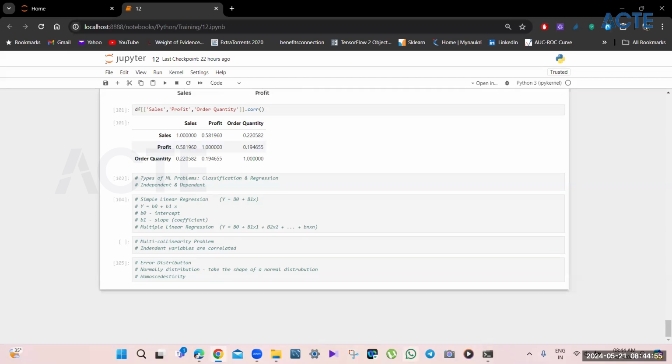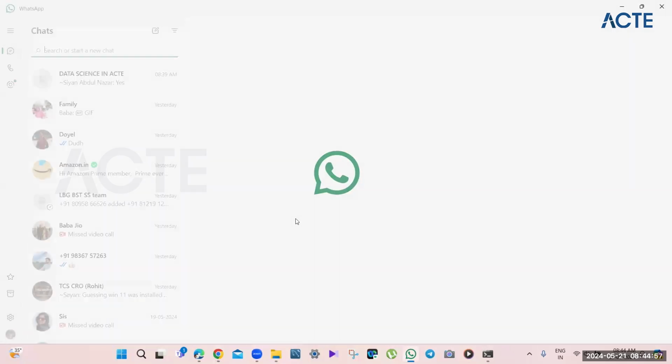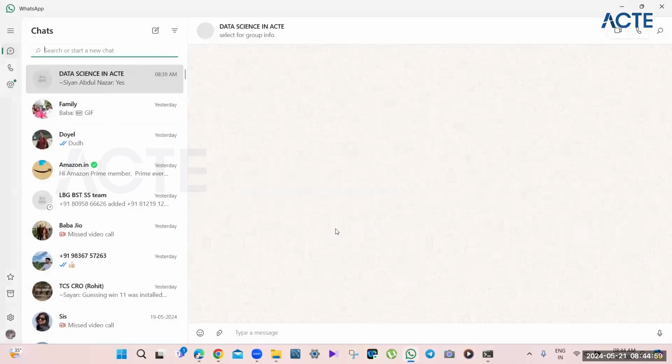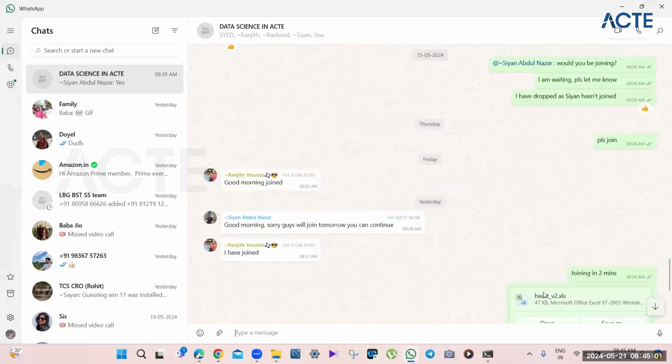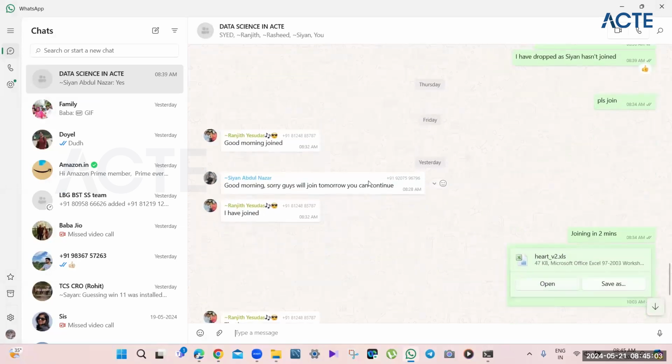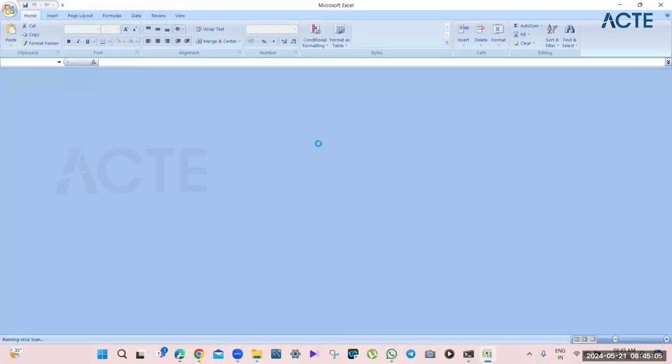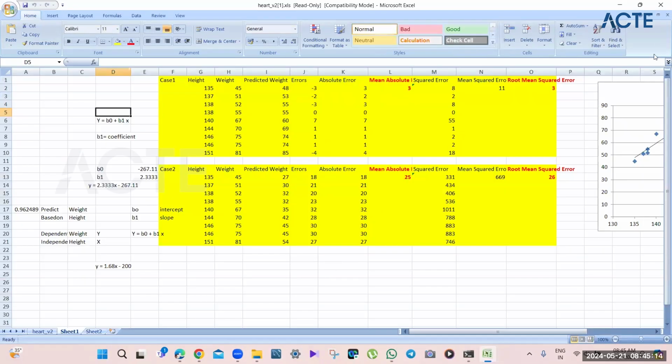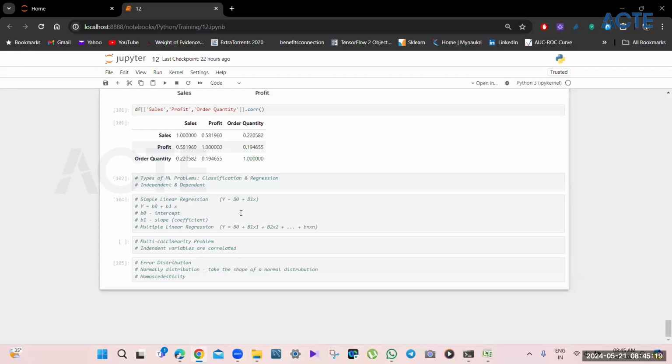Did you get time to go through it? There was an Excel that I had shared, this one. This is the Excel that we used yesterday. First, we saw there are two types of machine learning problems, right? You remember, one is classification, one is regression.